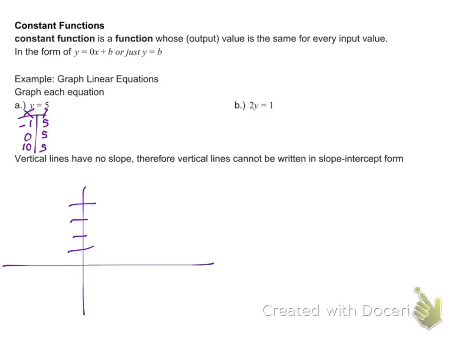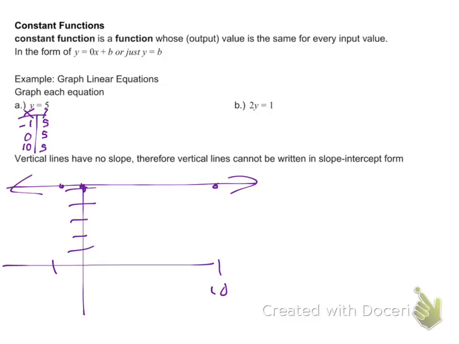1, 2, 3, 4, 5. That's 0, 5 is there. Negative 1, 5 is there. This is at 10, 5 is there. It's a horizontal line at y equals 5.